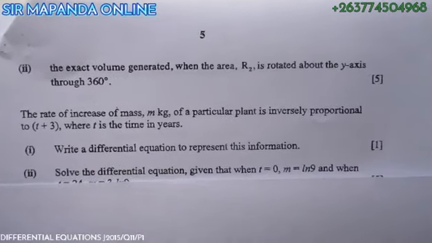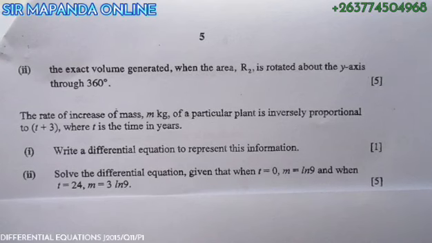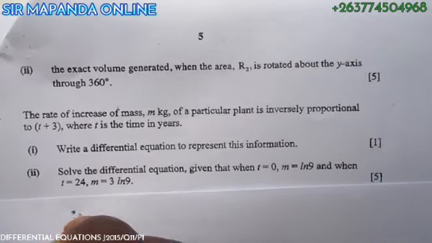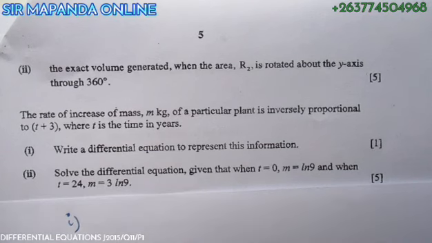Right, so we are going to start with question number 11. It reads, the rate of increase of mass m kg of a particular plant is inversely proportional to t plus 3, where t is the time in years. Part 1, we're going to start with part 1. Write a differential equation to represent this information.